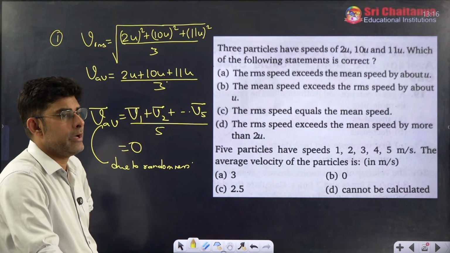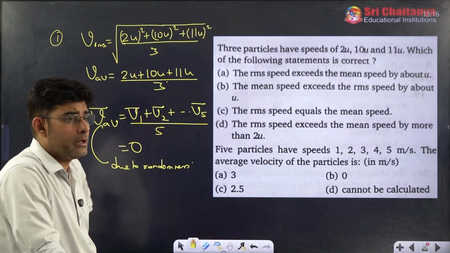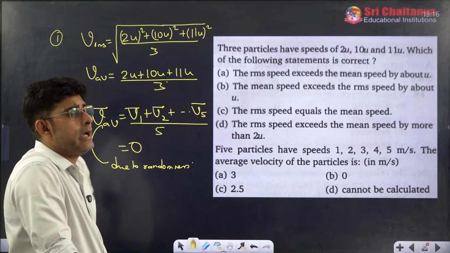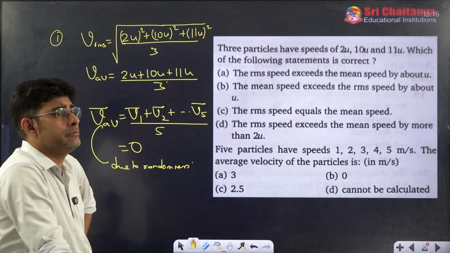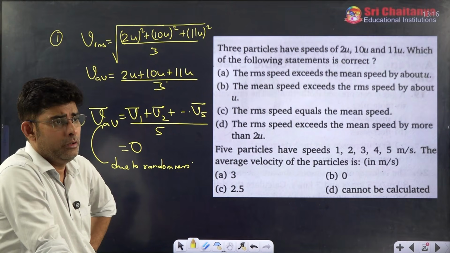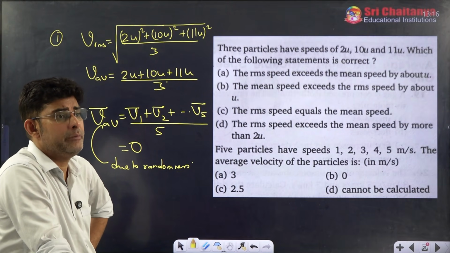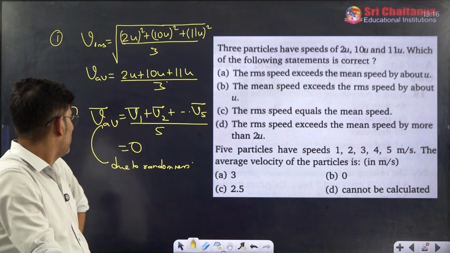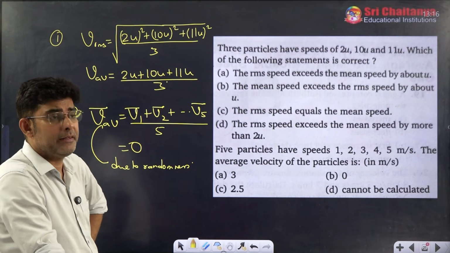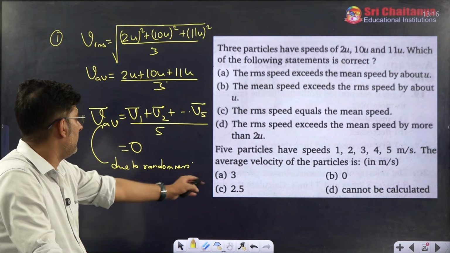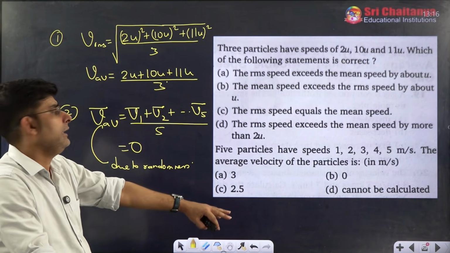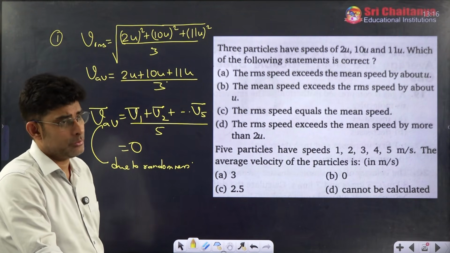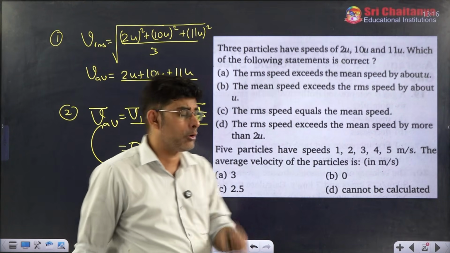So 1, 2, 3, 4, 5. And logically, if we see, the correct option should be cannot be calculated, because it has not been mentioned over here whether these are ideal gas molecules or not. What if these have speeds in the same direction? Then the average velocity can be something else. If they are in different directions, we can calculate that. So due to randomness, if they are ideal gas particles, then it will be 0. Otherwise, if nothing has been mentioned, any case can be possible, so cannot be calculated should be the better option. Again I am telling this, cannot be calculated will be the better option.